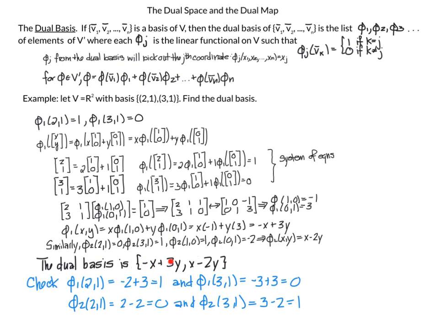So when we plug in (3, 1) in here, we get minus 3 plus 1 times 3, which is 0. And then for our second basis vector, phi2, evaluated at (2, 1), that should give us 0. So when we plug this into our second basis vector, we have x equal to 2, minus 2 times y, that's minus 2 times 1. So we get 0. And phi2 at (3, 1), our second basis vector, is equal to 3 minus 2 times 1, which is equal to 1. So this dual basis will give us the right numbers for our phi1 and our phi2.